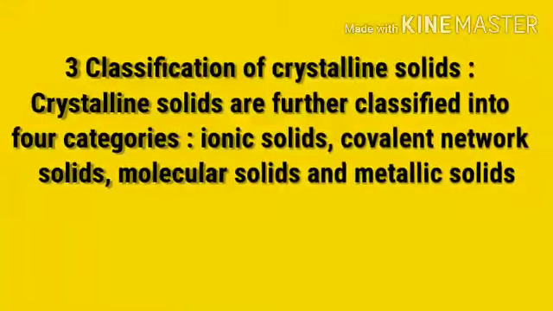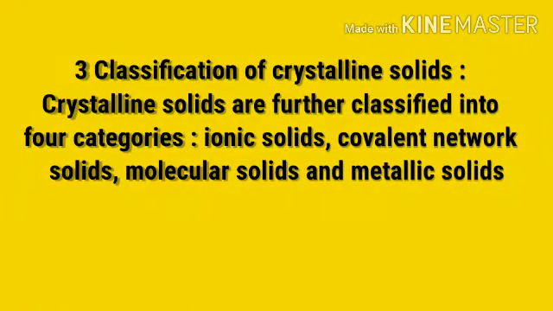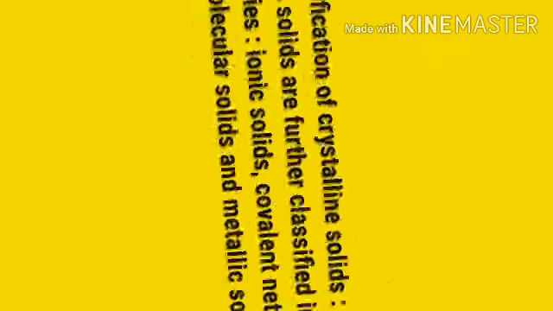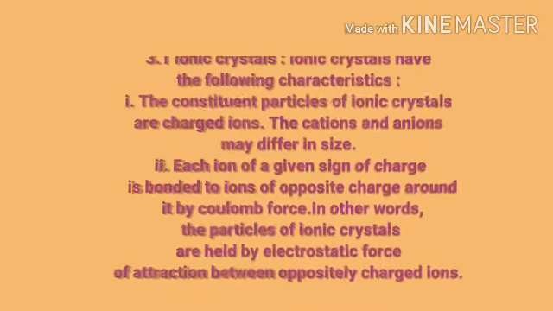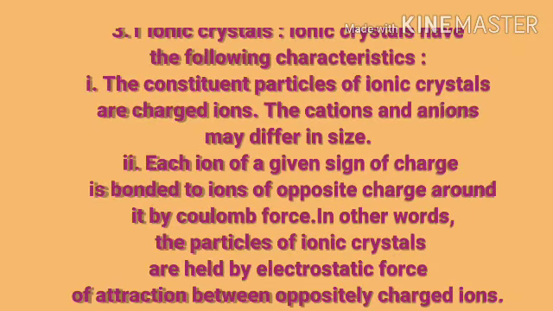Now, classification of crystalline solids. Crystalline solids are further classified into four categories: ionic solids, covalent network solids, molecular solids, and metallic solids. First, ionic crystals. Ionic crystals have the following characteristics.